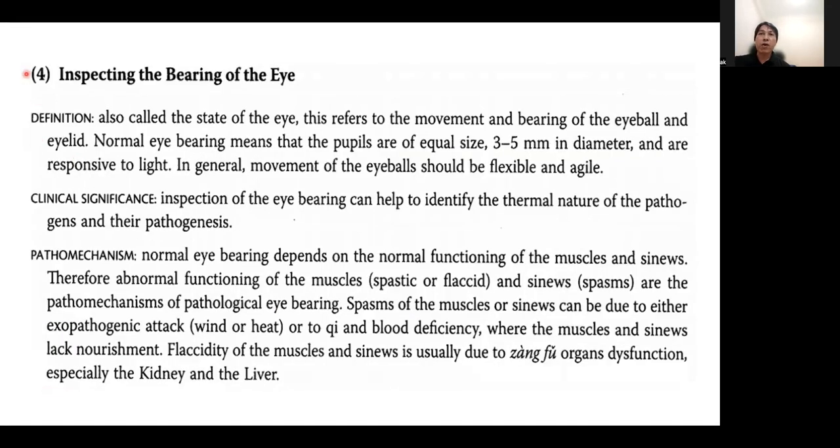Okay. Number 4, inspecting the bearing of the eye.